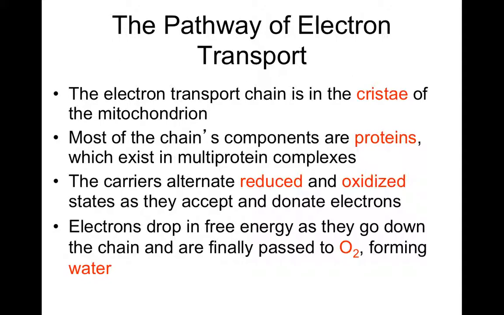You may want to make sure that you understand what the structure of the mitochondria is. Most of the components of the electron transport chain are proteins, which exist in multi-protein complexes, as we will see in the next slide. The carriers alternate between reduced and oxidized states as they accept and donate electrons. These electrons being dropped off by the NADH and the FADH2 will fall as a free energy drop down the chain. Each of the proteins will be reduced and oxidized as they give off those electrons to the next protein. The electrons, remember, are finally passed to oxygen, acting as the final electron acceptor, and form water.